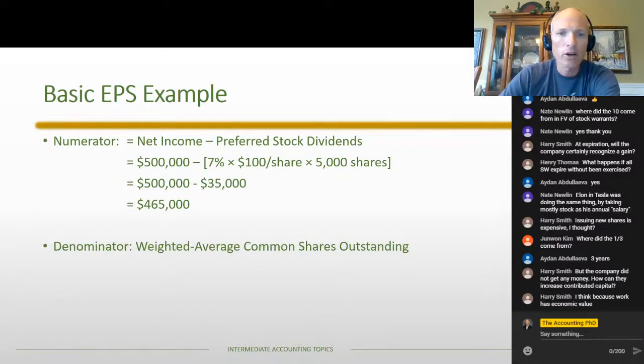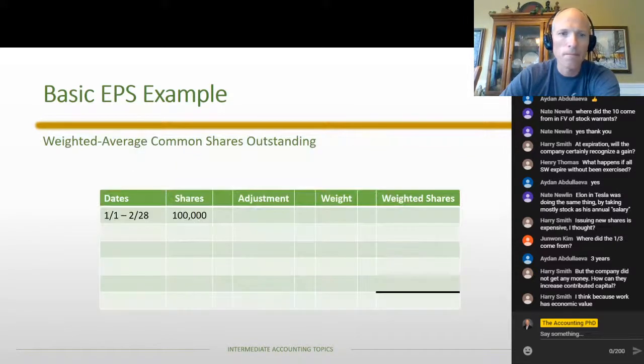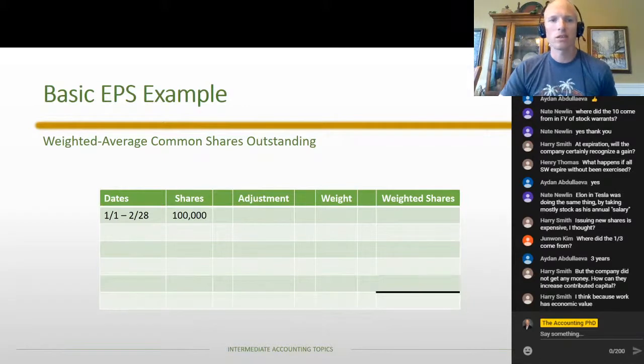The denominator is weighted average common shares outstanding. So we have to figure out how to calculate that, and we're going to use a table to do so. You need to be familiar with how to create this table. Any table that you might use or create on the test is not going to be this complex, but you certainly need to be able to use one. You just need to be aware of how to navigate this. The first thing I do is always fill in the first two columns first.